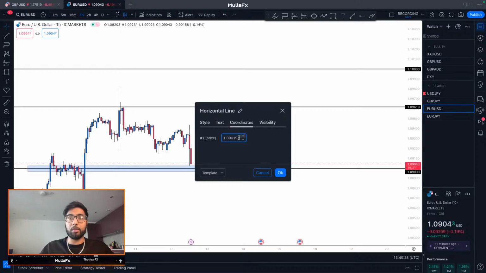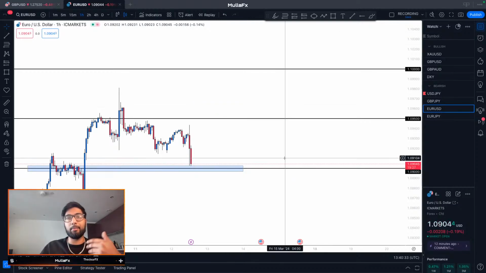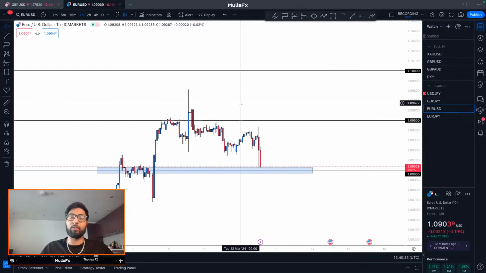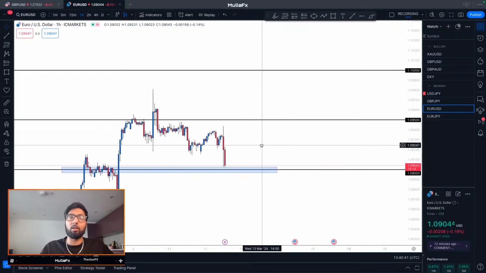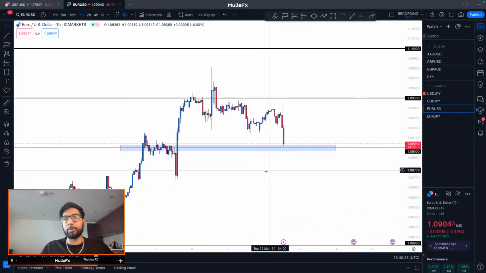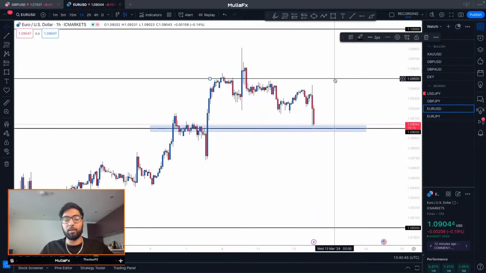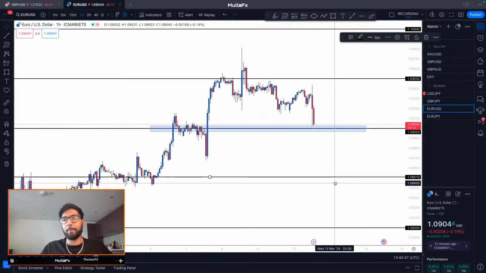You don't have to trade with this halfway level. You can trade the full, but having this halfway level will let me know that, okay, I can trade between 50 pips, right? Euro USD moves a little bit slower, so I can actually confirm 50 pips rather than the 100 pip mark, right? And then I can do the same thing over here.